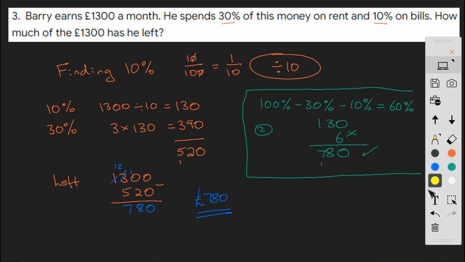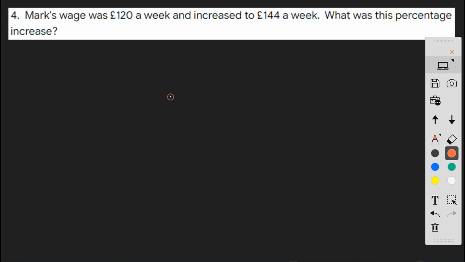Right, if you want to practice finding 10, 20, 30, 40% and so on of a number, the sensible nugget to go and look at on Century is 7.07. Okay. Question 4 is another percentage question.